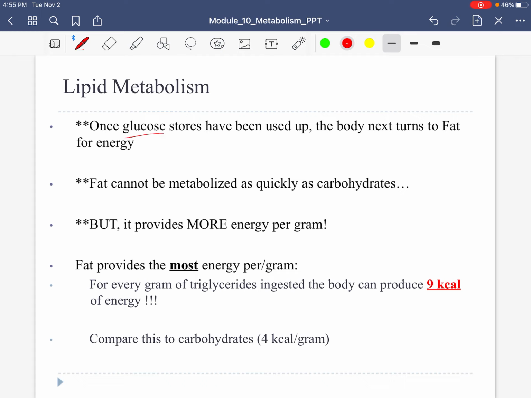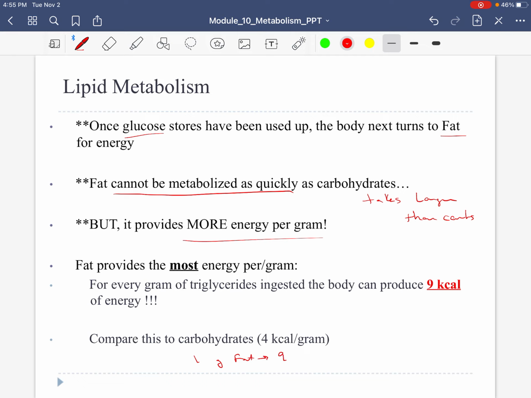All right, so what are some key points about lipid metabolism? We know that the body first turns to glucose or carbs, and it turns to fat next. We know that fat takes longer. So the whole process of digestion, absorption, and metabolism of fats takes longer than carbs. But the benefit of metabolizing fat for energy is that fat provides more energy per gram. So remember, 1 gram of carbohydrates yields 4 kilocalories per gram.